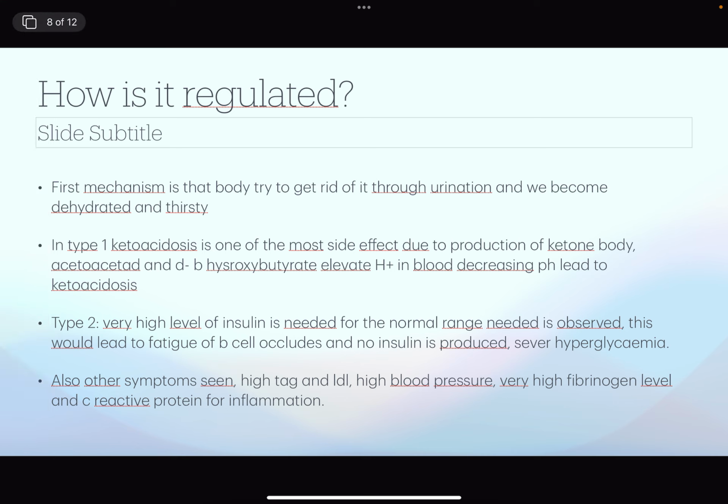So how is it regulated, and what are the stages of telling that we are having type 1 and type 2 diabetes? The first mechanism, for both types of diabetes, is that our body tries to get rid of the glucose through urination and we become dehydrated and thirsty. And this is the first signal to everything.